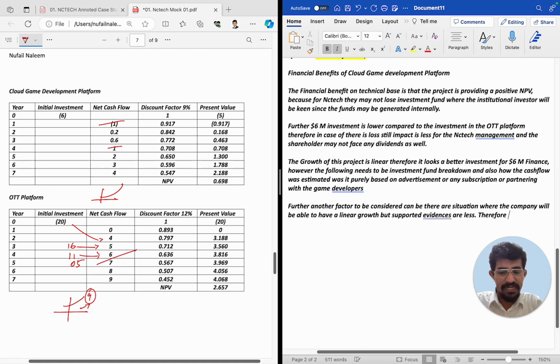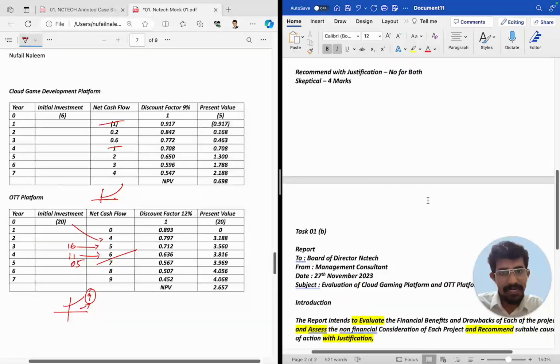Therefore, how linear growth can be achieved needs to be clarified. Students, I believe this is clear for you all at the moment. So just make sure that point of view is very practical.